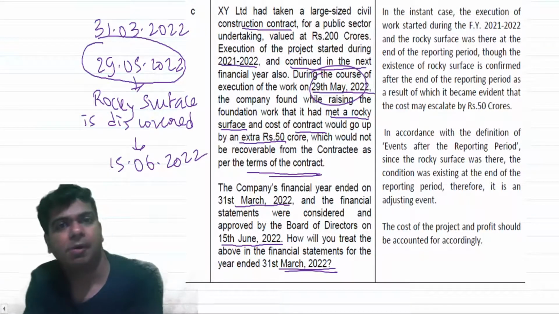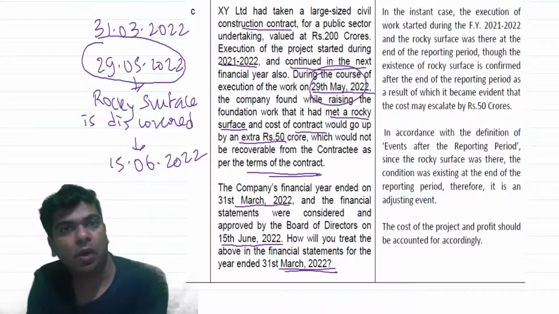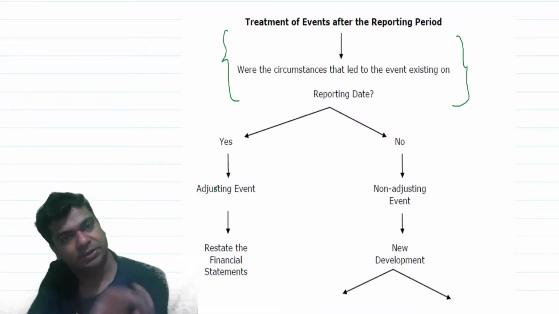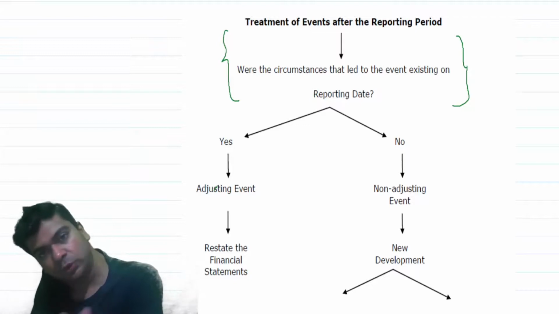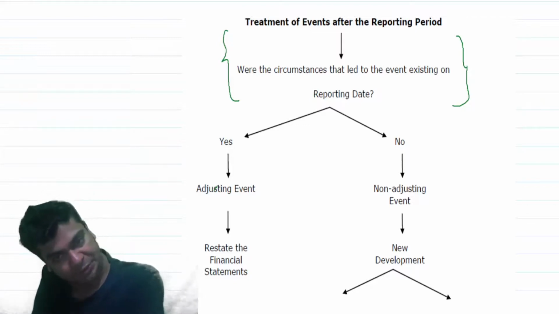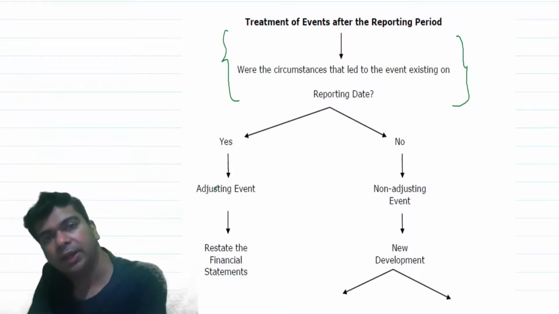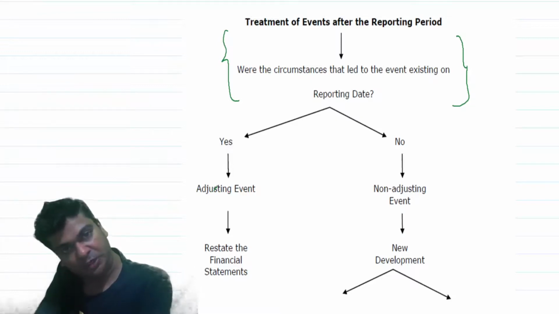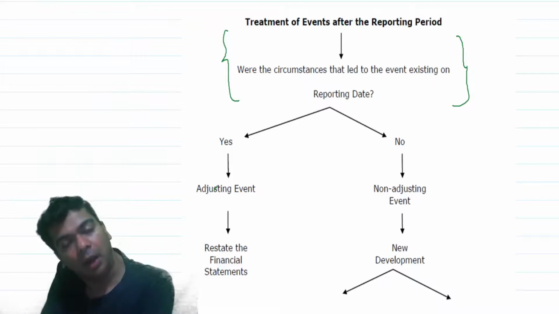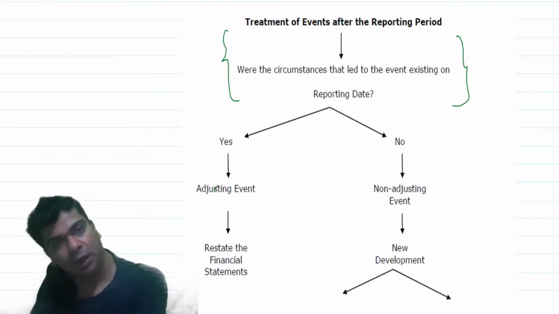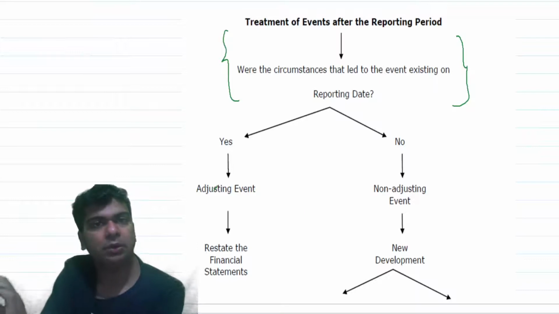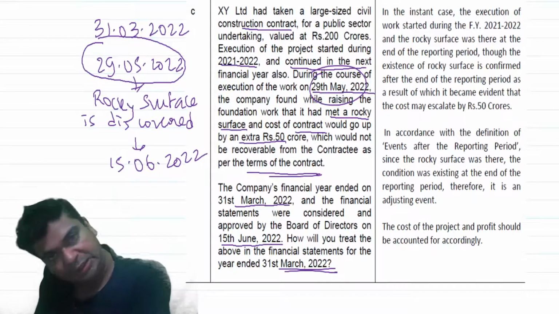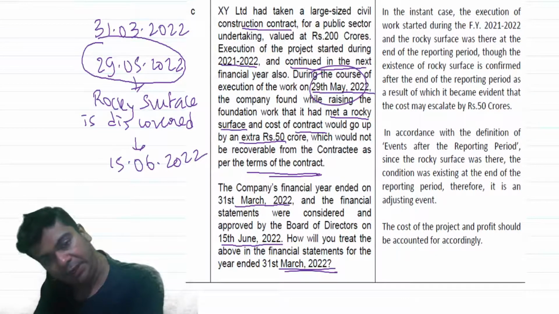What do you say? Adjusting event, non-adjusting event. This is the question. Never forget to ask this question: were the circumstances that led to the event existing on the reporting date? Tell me, what is the event? The project cost is increasing by rupees 50 crores because you are discovering a rocky surface. Ask yourself, was this rocky surface there on the reporting date?